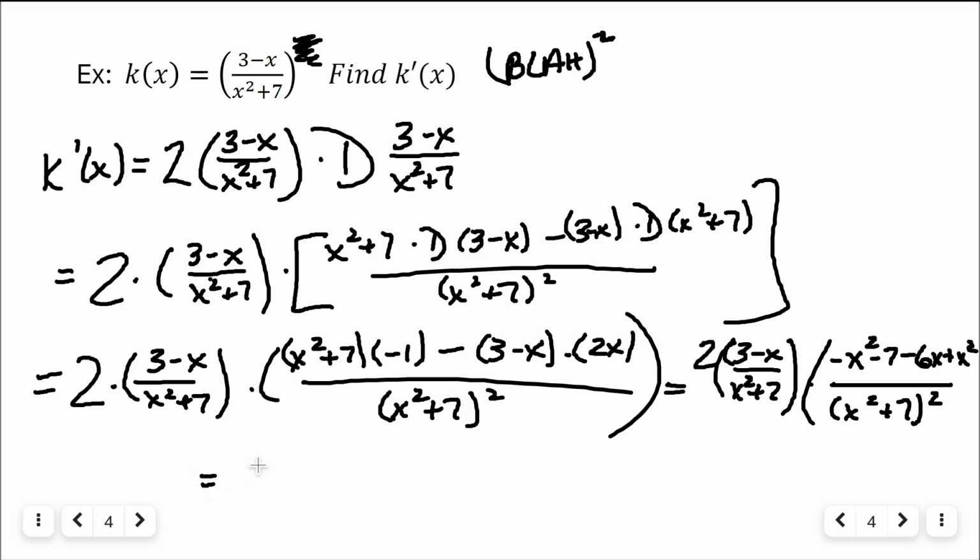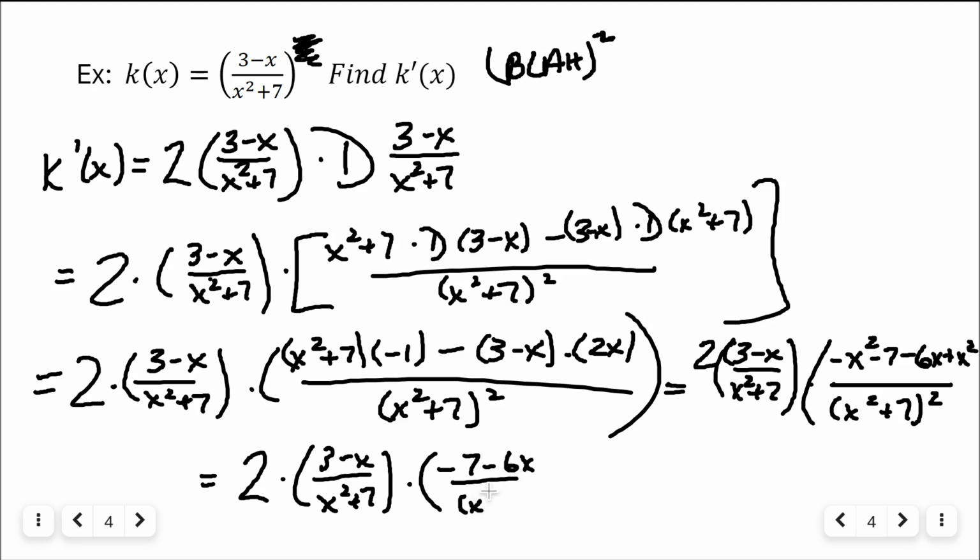Okay, so that's going to be 2 times. All right, I'll just do this all in one shot here. We got 3 minus x over x squared plus 7 times, up top, negative x squared plus x squared. They just knock each other out. They're gone. So that's negative 7 minus 6x over x squared plus 7 squared.